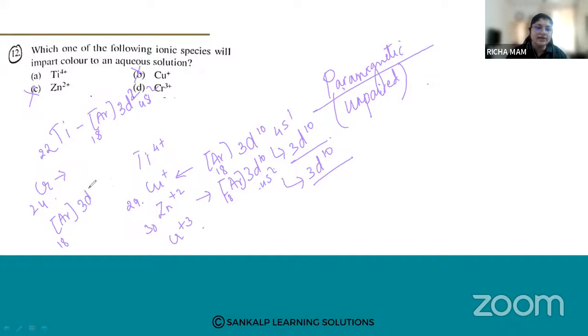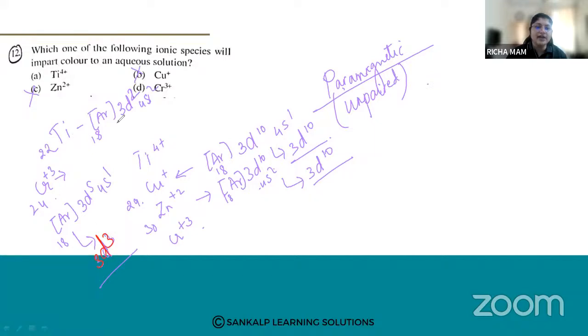So it will be 3d5 4s1. Okay, how much will it be? Just see. Chromium is in the +3 state. +3 state means that time it will be, so 1 from here and 2 from here. So it will be a 3d3 system. Okay, and here we'll see there is a presence of unpaired electrons.